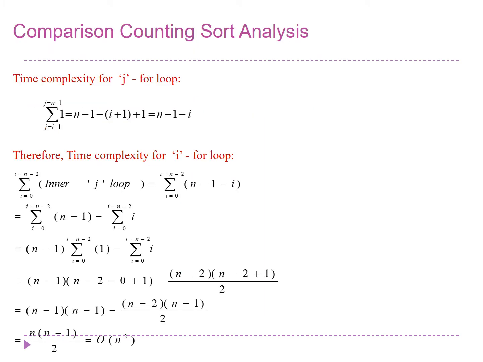The time complexity function of the comparison counting sort algorithm is derived here. The limits of the for loops become the limits of the sigma notation. And simplifying the sigma notation, the time complexity function is obtained as n multiplied by n minus 1 divided by 2. Hence, the time complexity of the comparison counting sort is big O of n square.